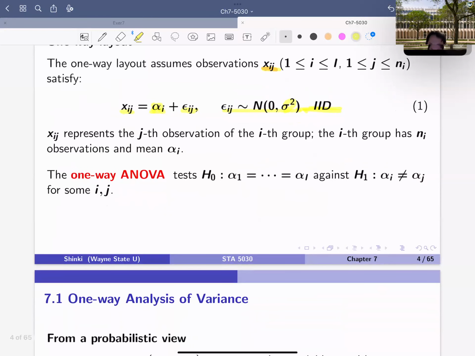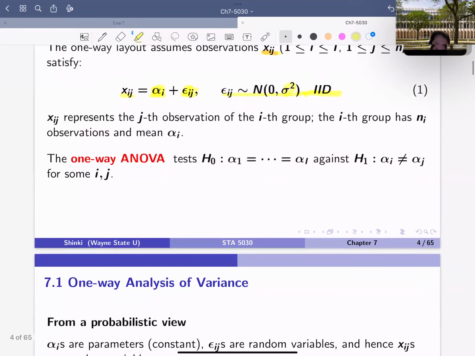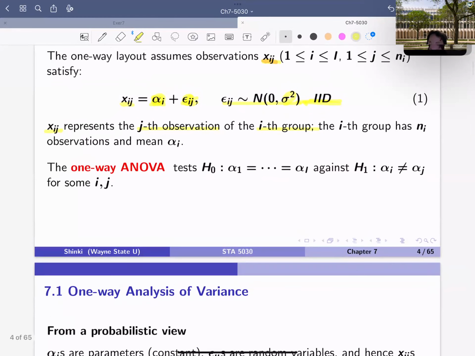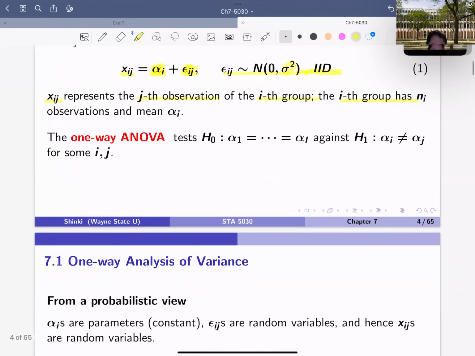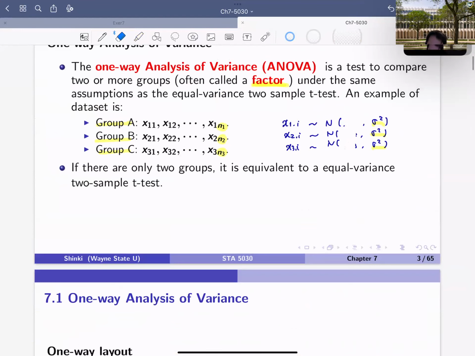So you can see, for example, that we have the 3 groups of animals, then each animal has an average weight, the population average weight, but we also have the variation in weight between individuals. So we have error term epsilon ij. So xij represents the jth observation of the ith group. And as seen in the previous slide, the ith group has n sub i observations and mean alpha sub i. Sorry, in the previous page I wrote mu, but I'm using alpha.